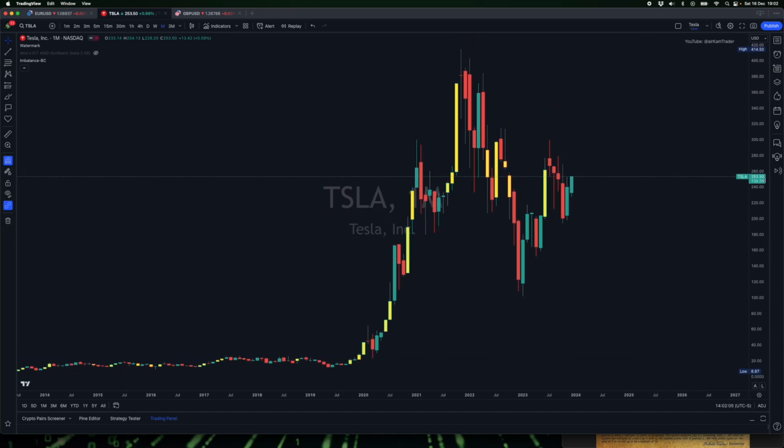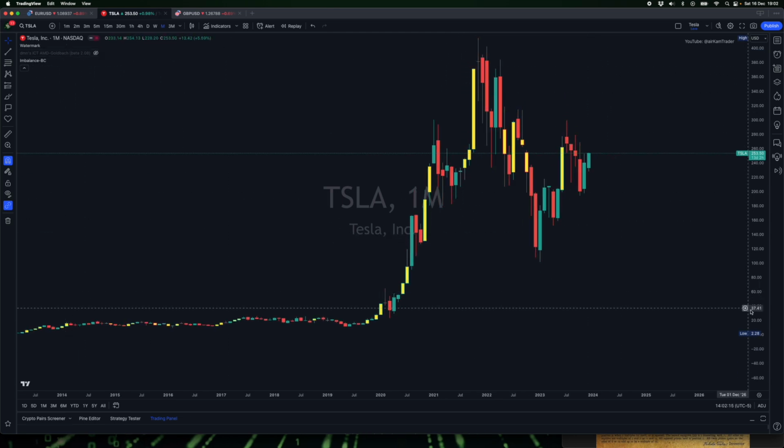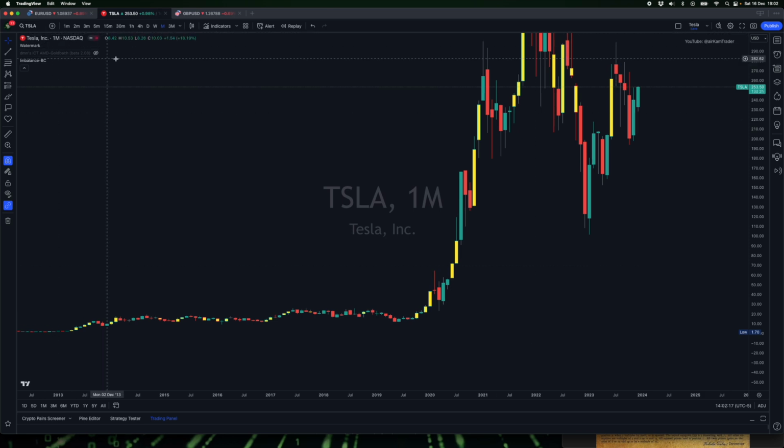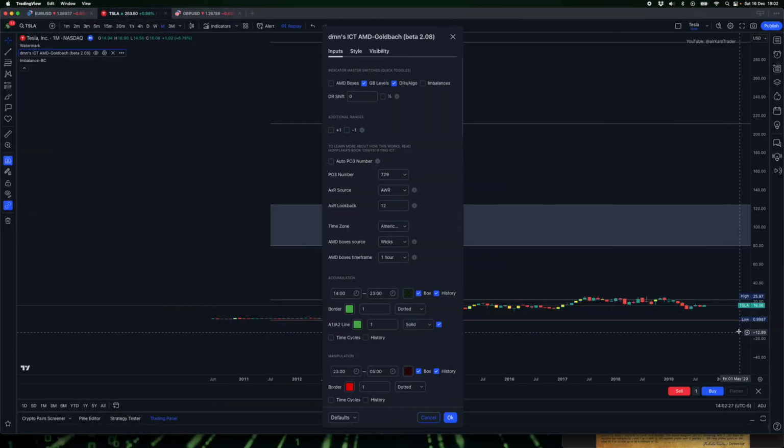Tesla is currently trading at $253. The high was $413. This is how we would essentially price it up. Let's replay the tool so you understand. When the price of Tesla was $16, the previous range was 9, and once it penetrated 9, we had a range expansion, and then the high of the dealing range was 27.